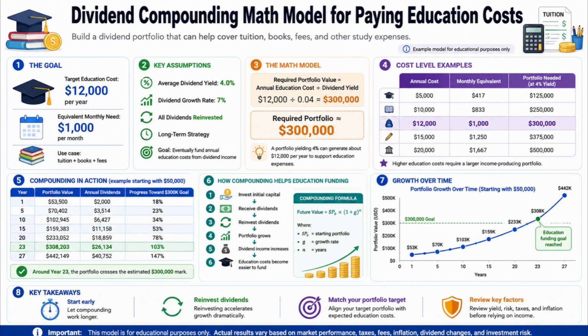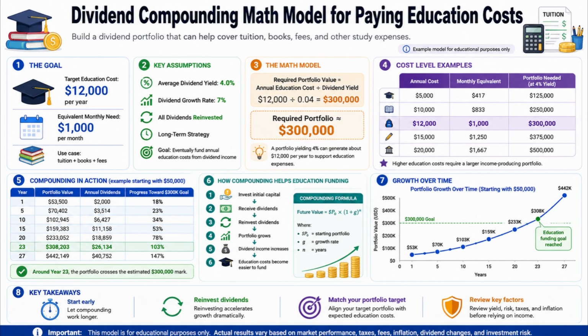After that, by year 20, the portfolio grows to approximately $233,052, with annual dividends of about $18,859. This shows how reinvested dividends and growth can make the portfolio accelerate over time. Around year 23, the portfolio reaches approximately $308,203. At this point, it crosses the estimated $300,000 target. According to this model, the dividend income may now be enough to support the $12,000 annual education cost target.